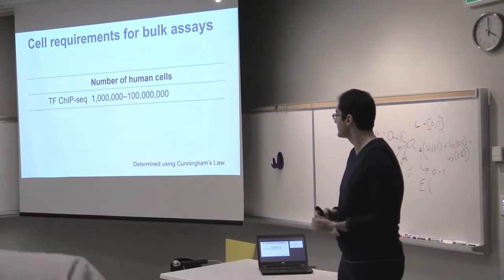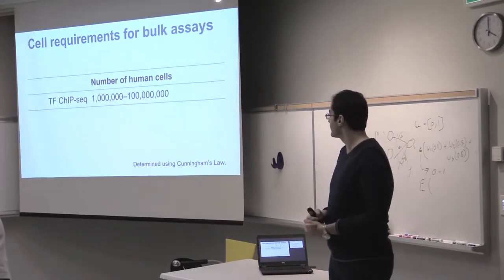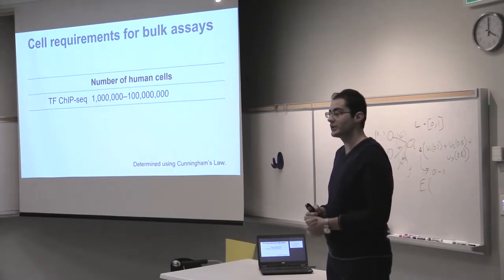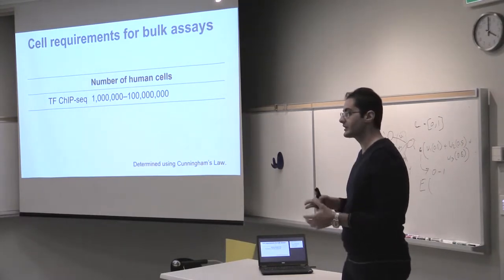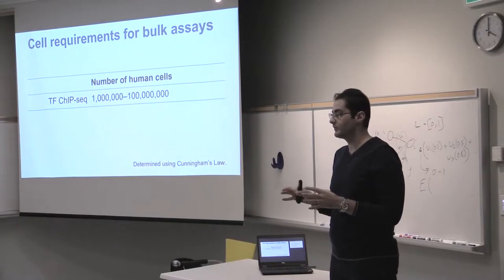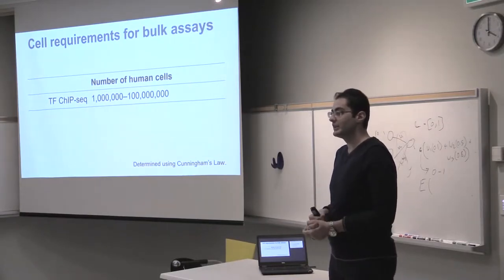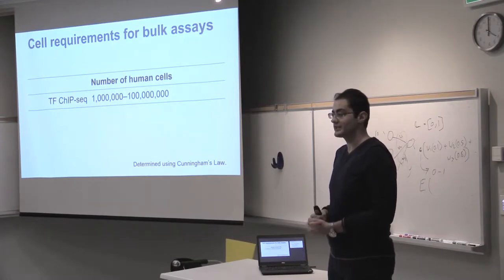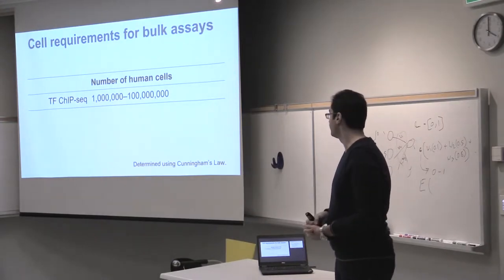The problem with ChIP-seq, at least one of them, is that it requires millions of cells. So let's say you just want to study a few transcription factors in a very particular type of disease or cancer system, and you have a limited amount of tissue. You won't be able to do this for all the transcription factors that you're interested in.